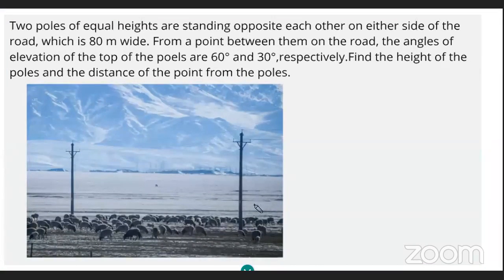Can you see two poles on the same road? Okay, they're equal height, so I'm going to draw them as equal heighted. The question says, let's read it. Two poles of equal heights are standing opposite to each other on either side of the road. Okay, it's 80 meter wide. So what is the distance between both the poles?